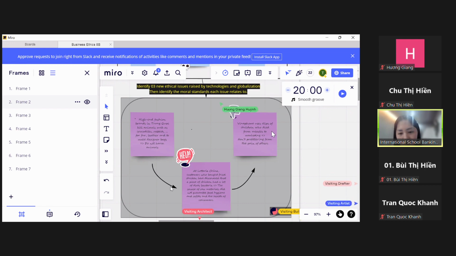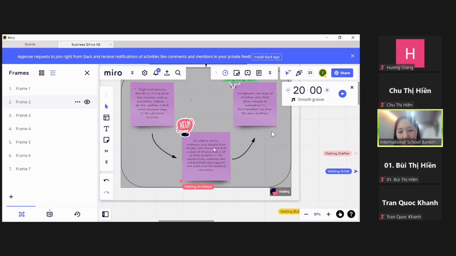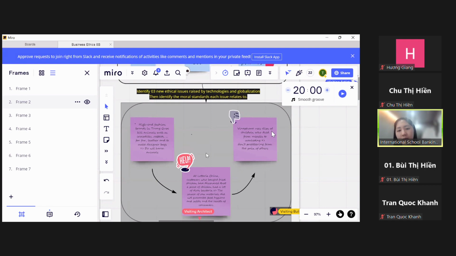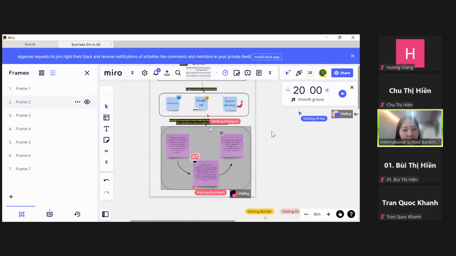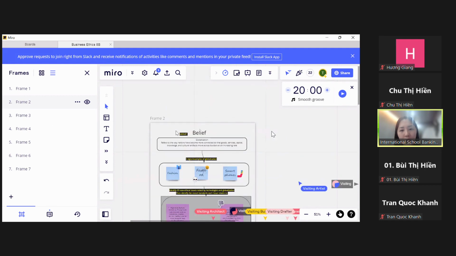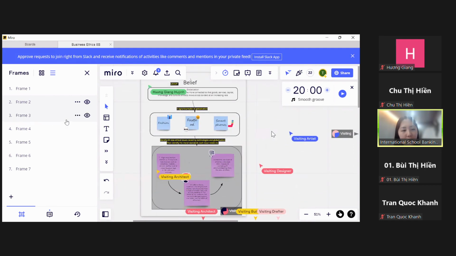Very good one right here. Lotteria China customers who bought fried chicken here discovered that a piece of chicken had a lot of healthy bacteria. Okay, very good example here. Yeah. So the brand right here is not very responsible for their customer. Yeah, by providing unqualified product or services to the customer. So currently, I think the group believe show that they really understand the task and they did quite well.